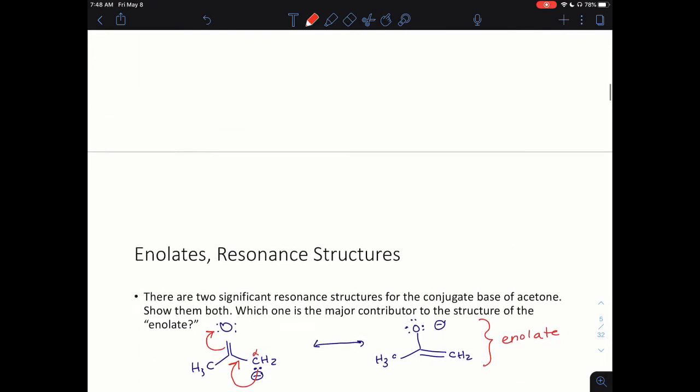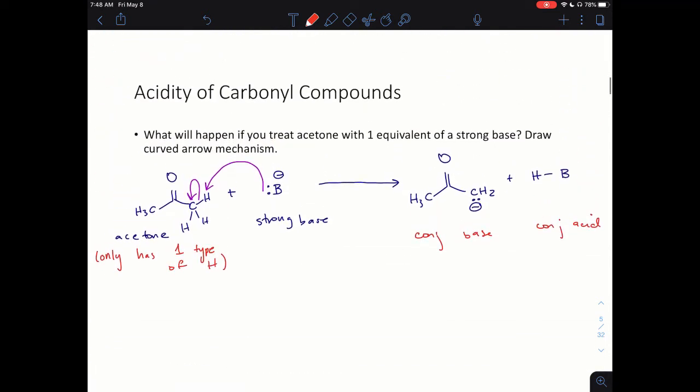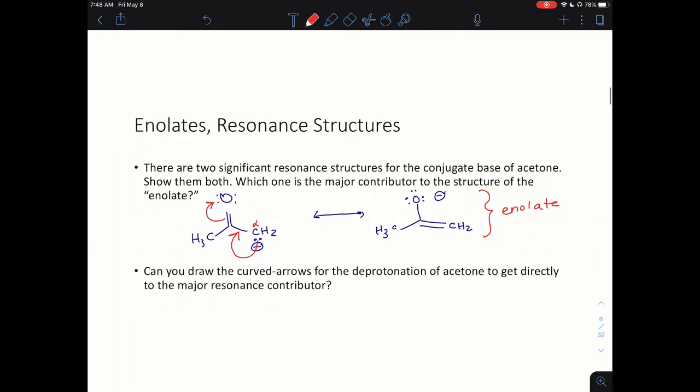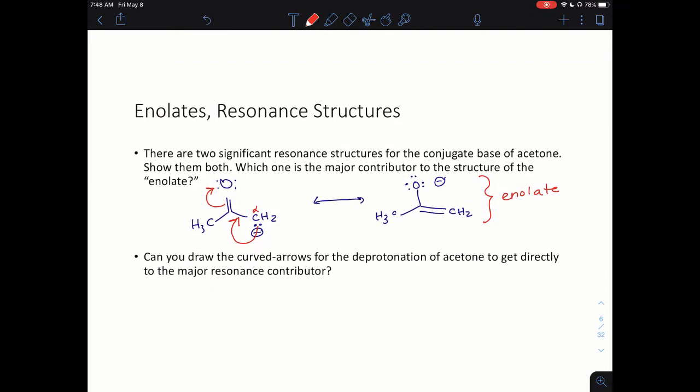So let's make sure we understand what my point is. When we deprotonate acetone, which is a ketone, with a strong base, it generates this conjugate base. We now have realized that that conjugate base is an enolate, which we're familiar with. Now, which of these resonance structures is more stable? The one where you have the negative charge on carbon or the one where you have the negative charge on oxygen? Yes, it's the one where the negative charge is on oxygen. So this is the major resonance contributor.